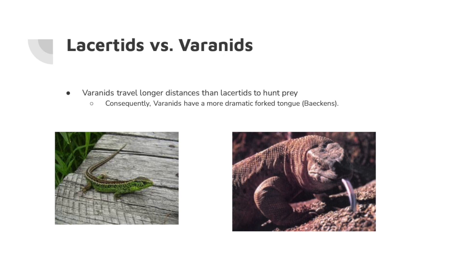The correlation between tongue form and foraging modes can be seen in the differences between lacertids and varanids. Lacertids, which are pictured on the right, hunt prey in relatively small ranges. Varanids, on the other hand, usually travel long distances to hunt their prey. Since varanids follow a wide foraging mode, they have a dramatically forked tongue, while lacertids do not. Their dramatically forked tongue is extremely beneficial to the varanid because it helps in chemosensing their prey.